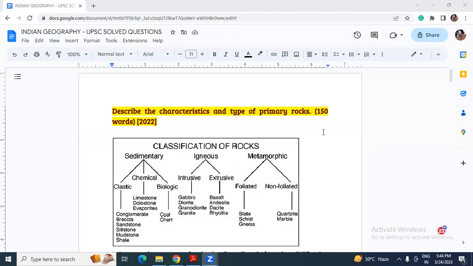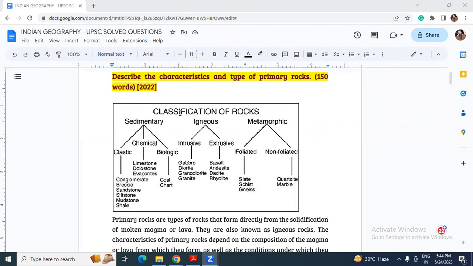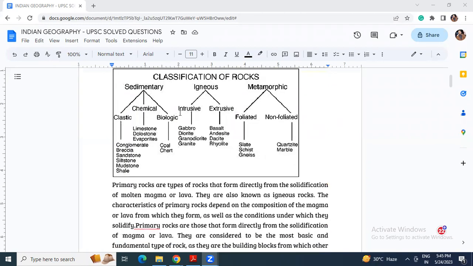We are going to discuss some UPSC solved questions on Indian geography. First question is, describe the characteristics and type of primary rocks. Now look at this diagram quickly. We know rocks are sedimentary, igneous, and metamorphic.